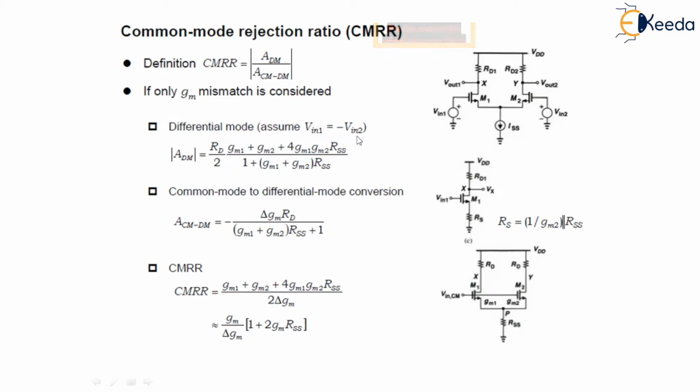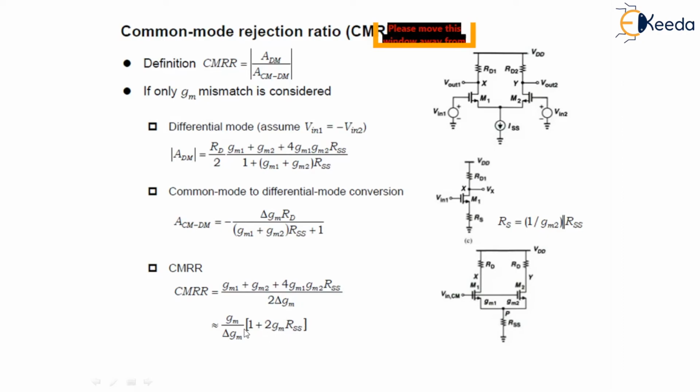Assume that Vin1 is negative of Vin2, which we have done in one of the examples where we used the concept of half circuit to find the differential gain. We can find ADM equals RD by 2, times (Gm1 plus Gm2) 4 Gm1 Gm2 RSS upon 1 plus (Gm1 plus Gm2) RSS. And we can write the common mode rejection ratio as (Gm1 plus Gm2) 4 (Gm1 plus Gm2) RSS upon 2 Gm. This we have already derived in the last slide, and substituting both the values in this common mode rejection ratio, we get this.